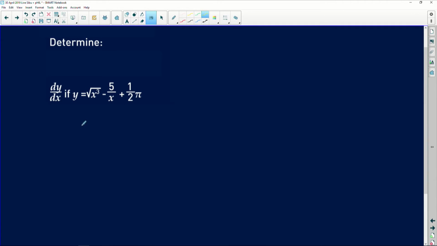Right, y, which is what we are dealing with here, is basically equal to the square root of x to the power 3, which can be changed. It is x to the power of 3 over 2, and the other one is minus 5 over x. Now that second term, we need to change and express as 5x to the power something. This is x to the power 1. When it goes up, it will become x to the power of negative 1. And then plus 1 over 2 with a pi. Now we are ready to find the derivative.